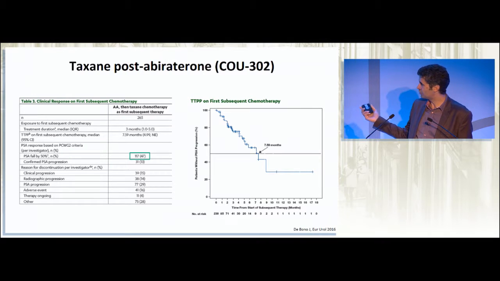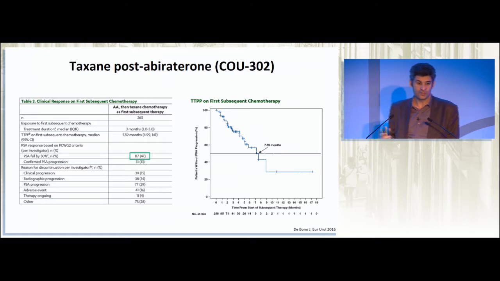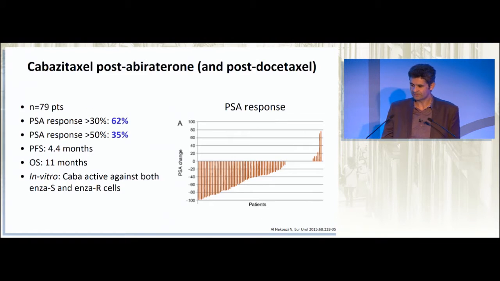And the time to progression was almost 8 months. Again, pretty much what you would see with docetaxel in an abiraterone naive patient. So the cross-resistance, if it's there between Abi and taxane, is probably mild. So taxanes are probably still a good option for these patients.